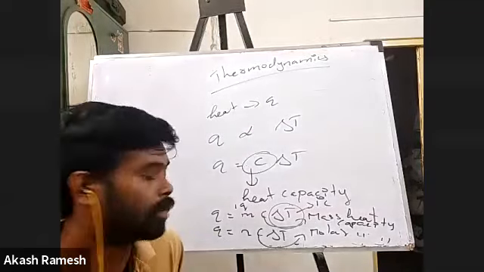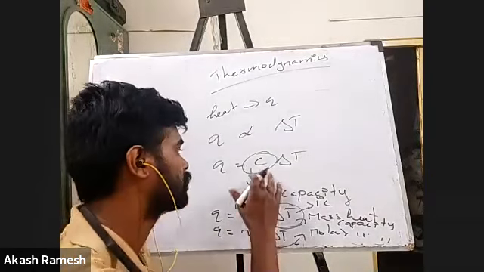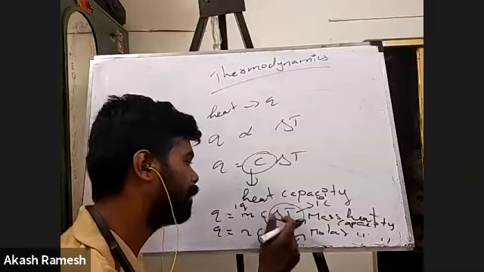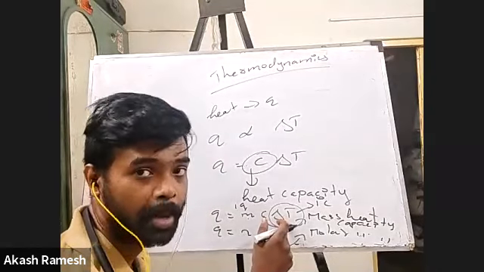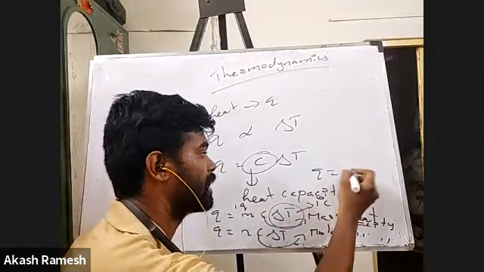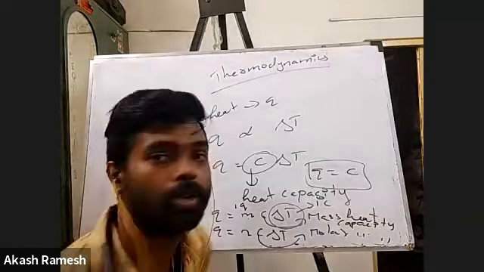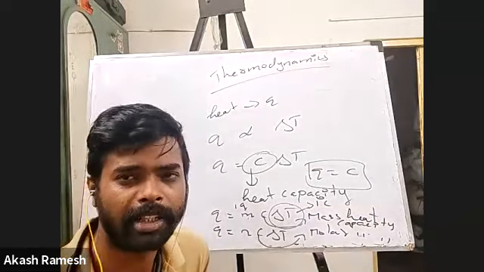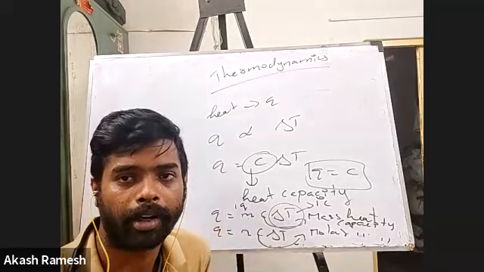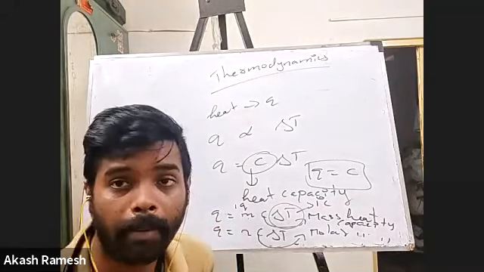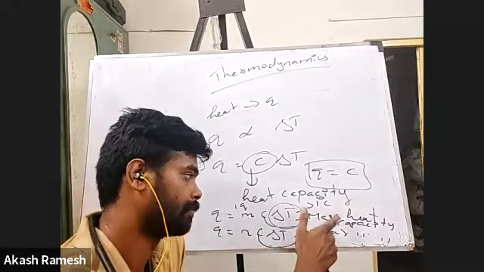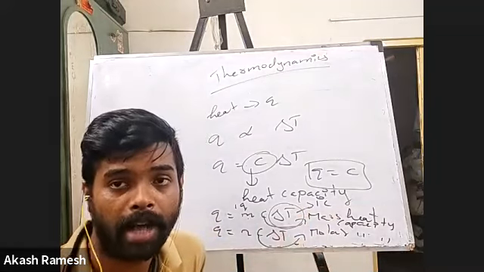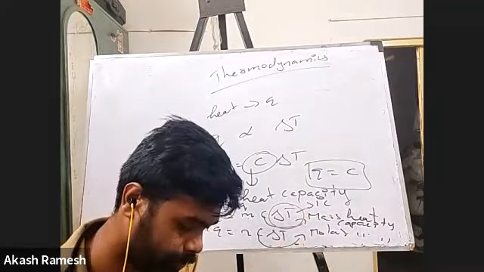Now obviously, what will happen? If it is 1 gram and the change in temperature is also 1 degree Celsius, I can say that Q will be equal to C, isn't it? And this is exactly how we are going to define it. Please take down the definition of mass heat capacity.